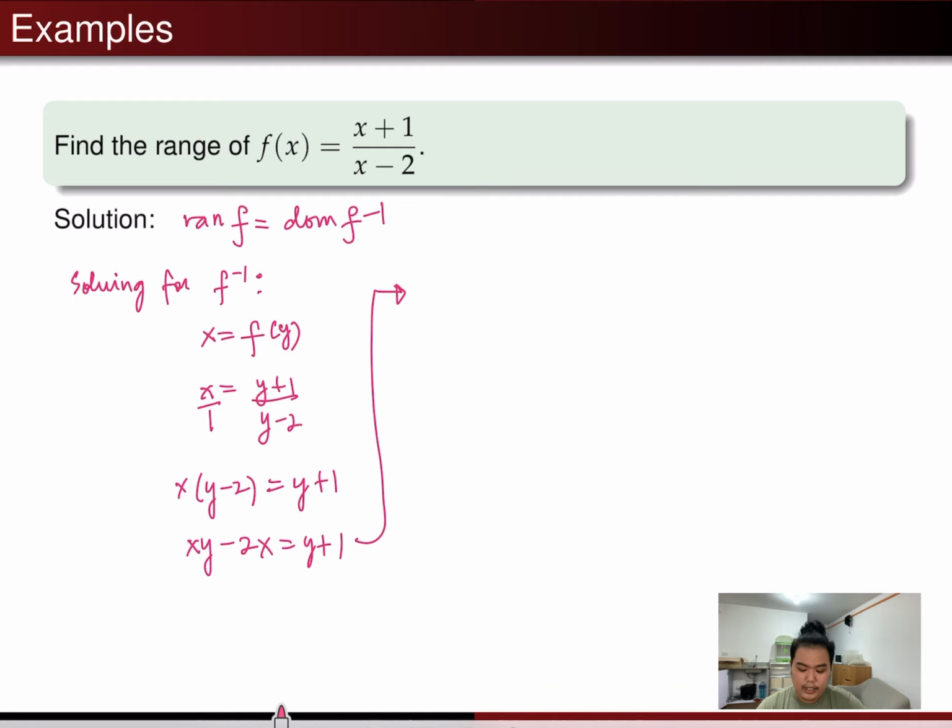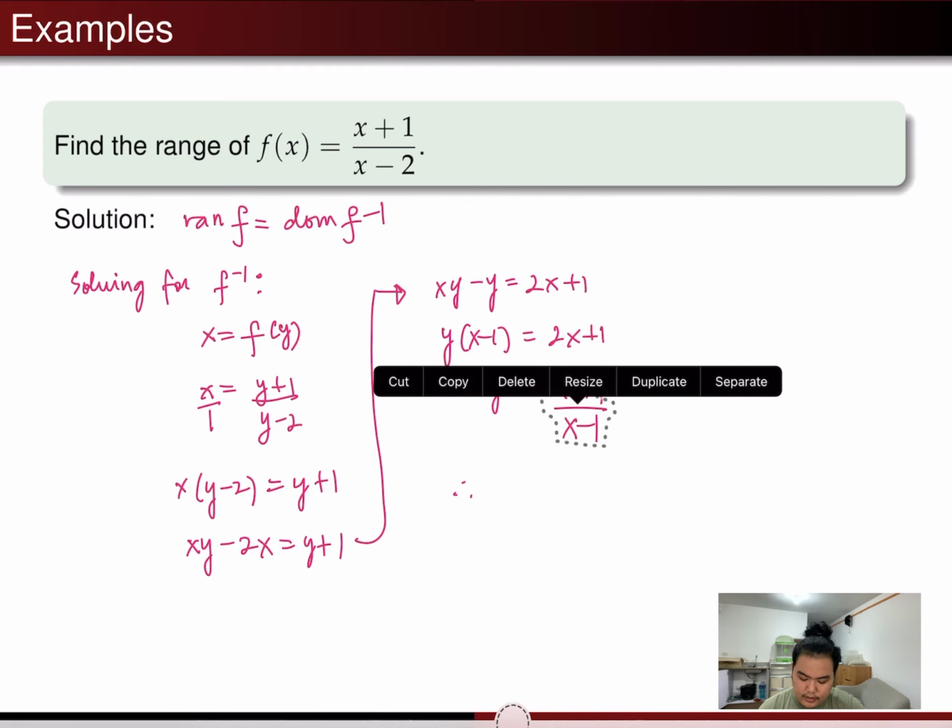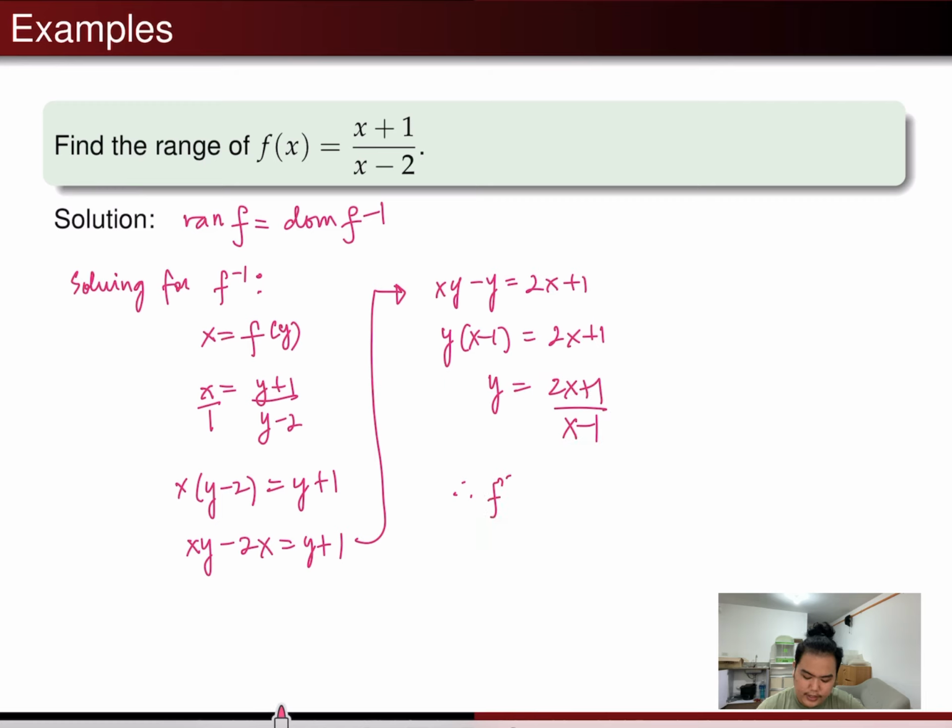And then isolate y. Factor y, because we are solving for y. You get 2x plus 1 over x minus 1. So therefore, this thing, ano ba yan? So this thing is f inverse.